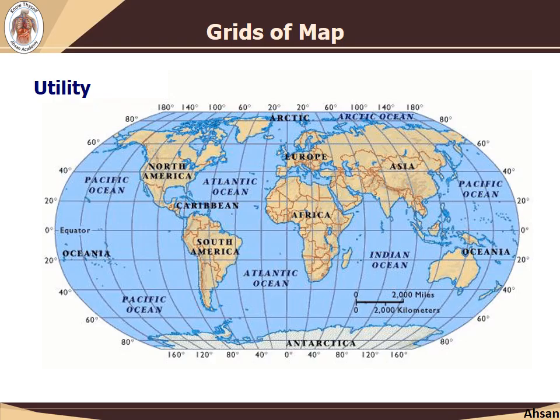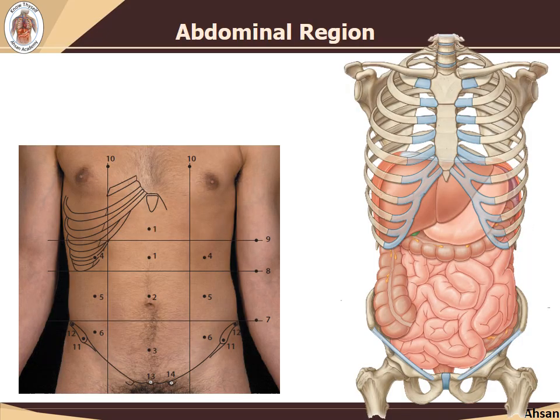In the same way, if we look into the abdomen, it's full of organs. So we need to specify the location of the disease, the location of the problem, the location of the organ that is affected, the part of the organ that is affected. So with this aim, this abdomen is divided into different regions by several lines. So we can draw those lines on the abdominal wall.